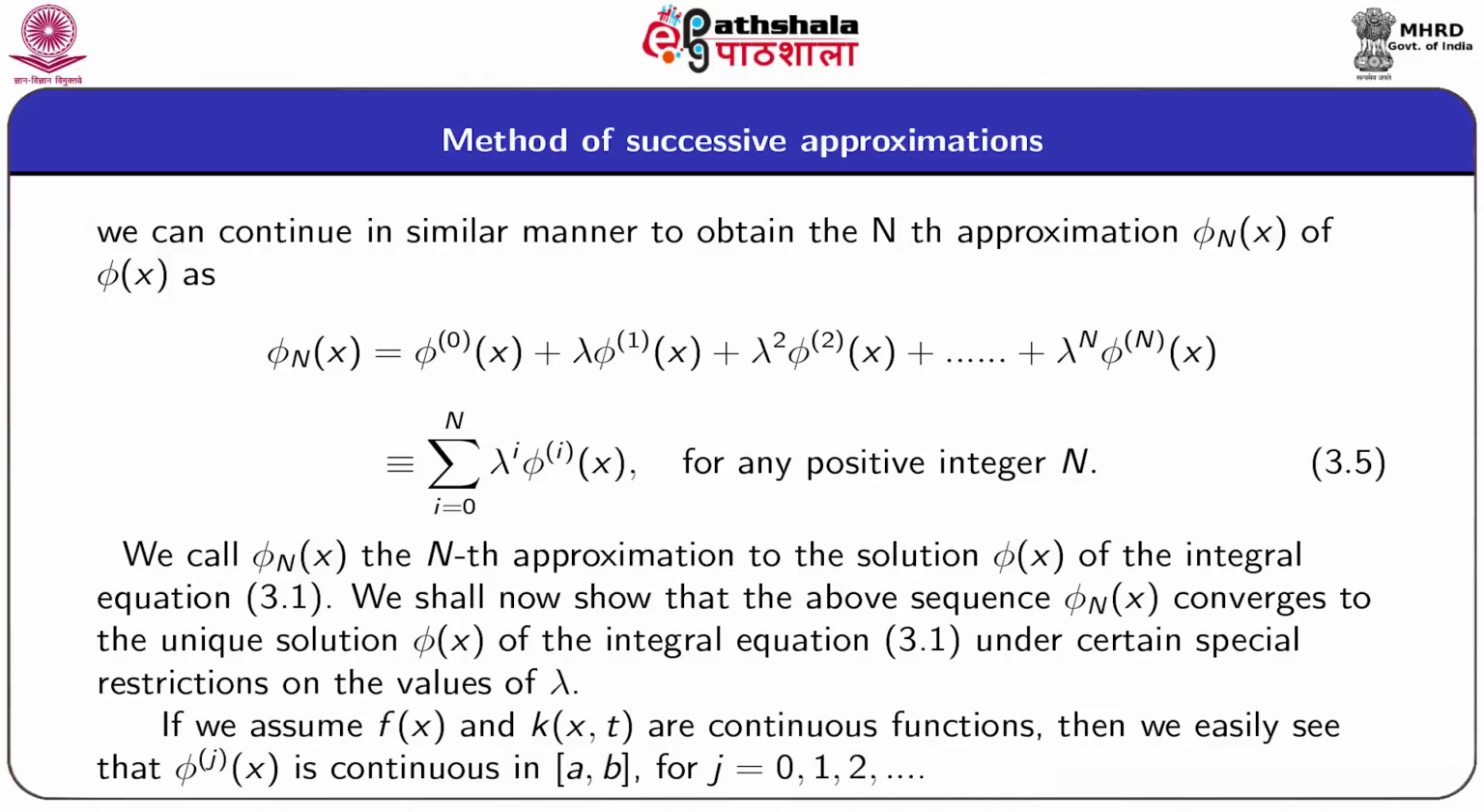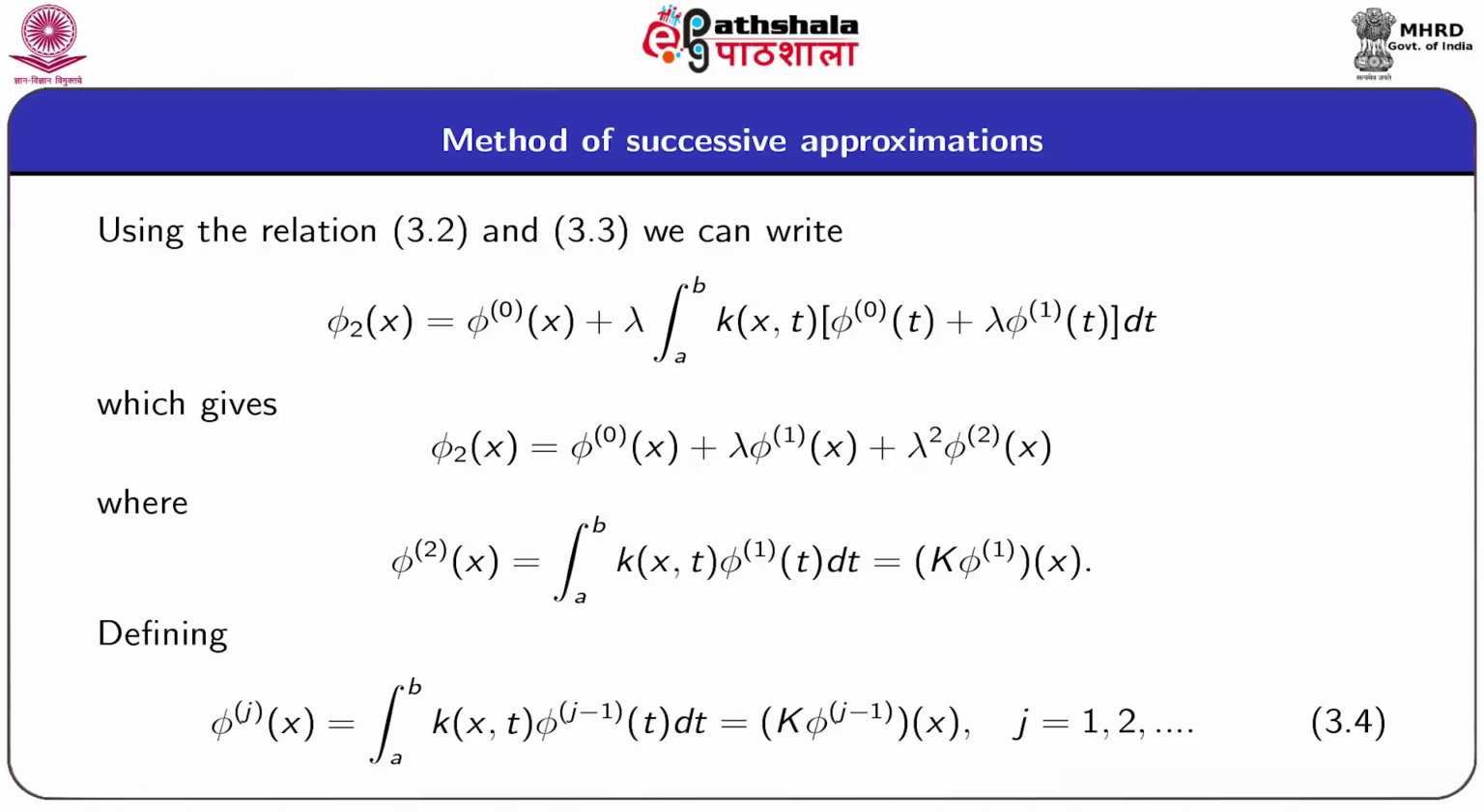Now, if we assume that f(x) and k(x,t) are continuous functions, then we see that φ₀(x) is also continuous, and if φ₀(x) is continuous and k(x,t) is continuous, then for j equal to 1, 2, etc., we find that φ_j(x) is also a continuous function.